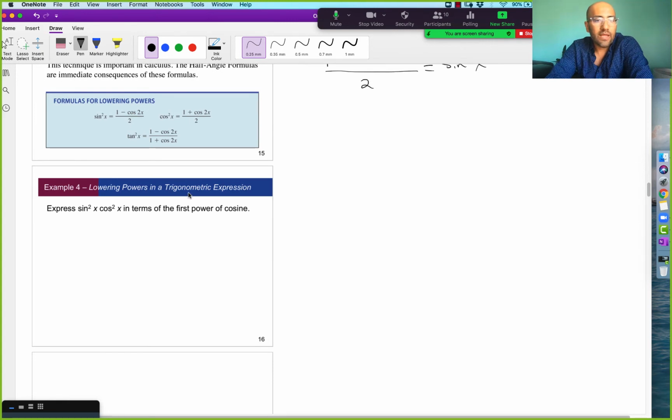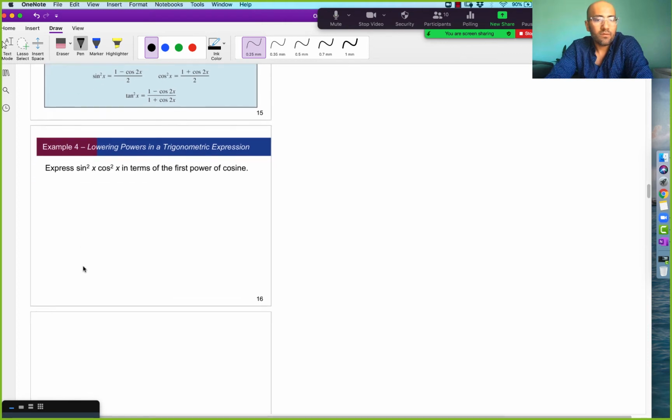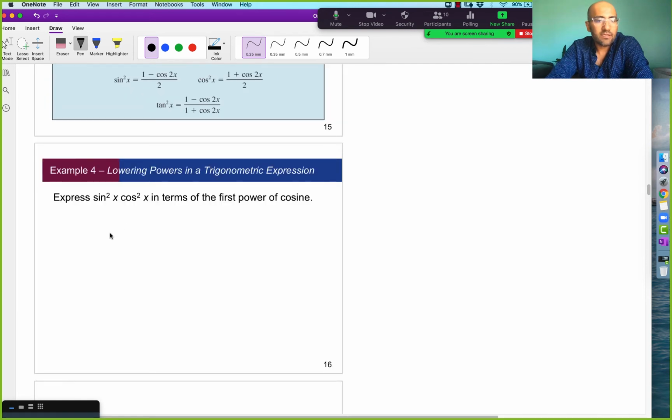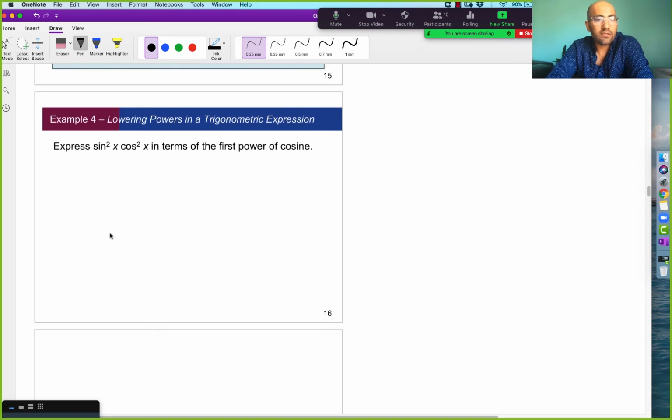Now when we have them, the value of these is that we get to lower the powers. They're the lowering powers formulas, so that we can express something that is squared as something that does not have a square on it. It's just a cosine or a sine of a double angle. So we can express something being squared in terms of the first power of cosine in this case. Express sine squared x cosine squared x in terms of the first power.